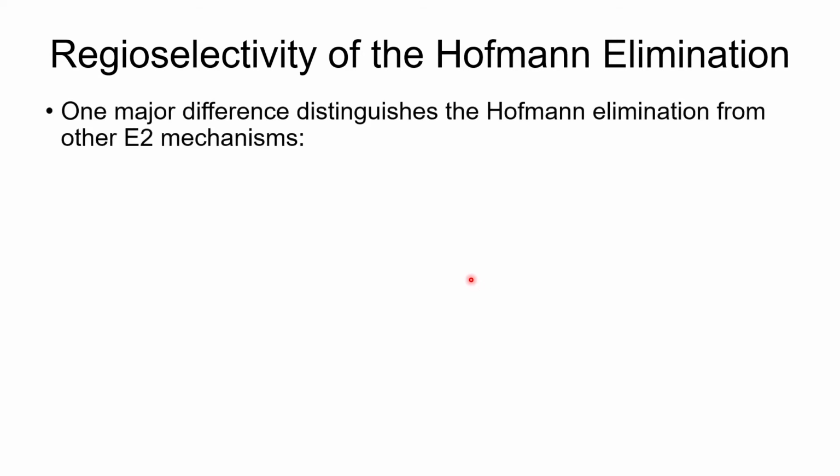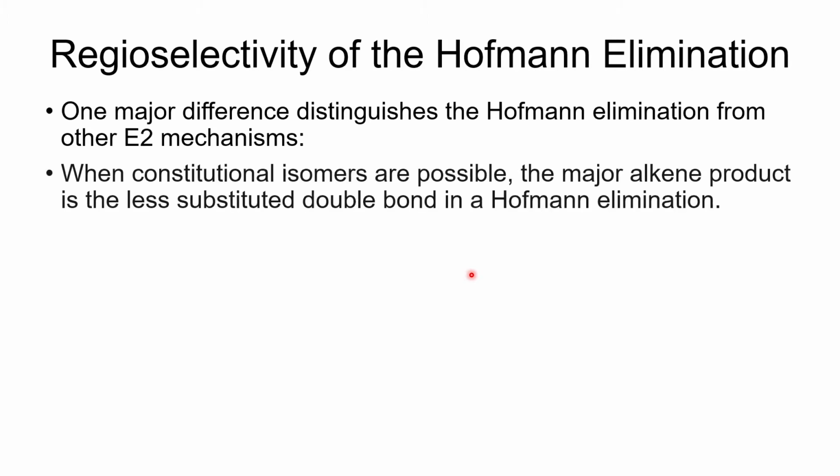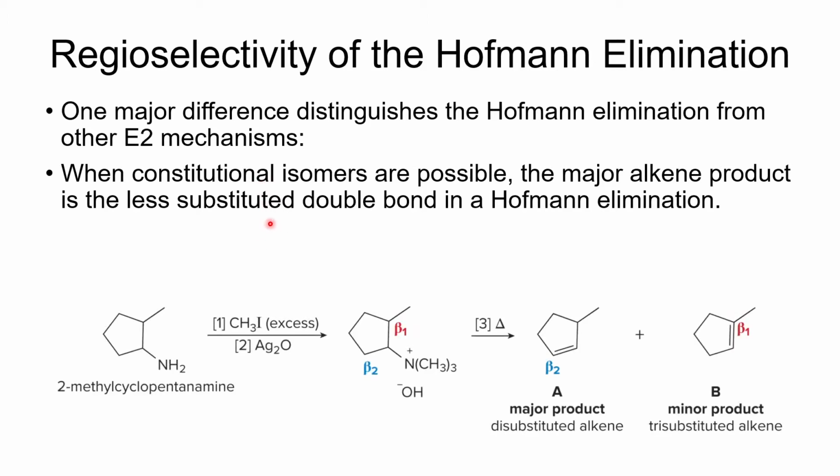So now we're going to get to the regioselectivity of Hofmann elimination. And this is the cool part of Hofmann elimination. It's the major difference between regular elimination and the E2 mechanism that we saw way back in the first semester. When there are constitutional isomers possible when we're doing elimination, the major alkene product is not going to be the Zaitsev product, so it's not going to be the more substituted product. It's going to be the less substituted product.